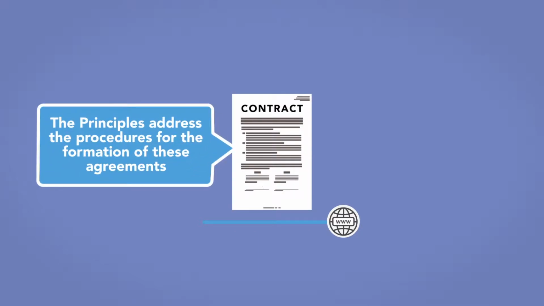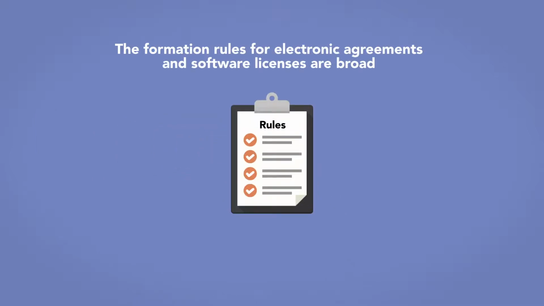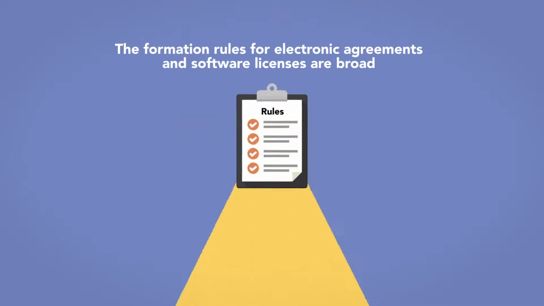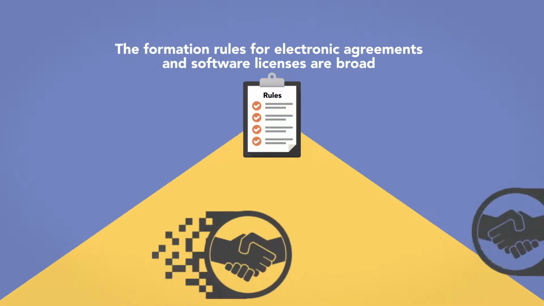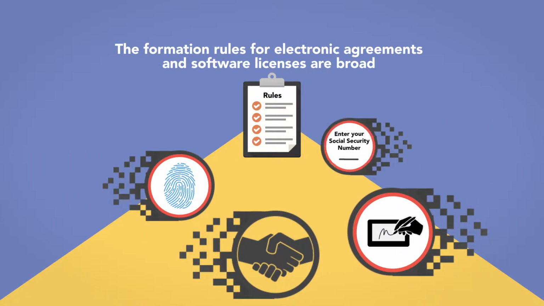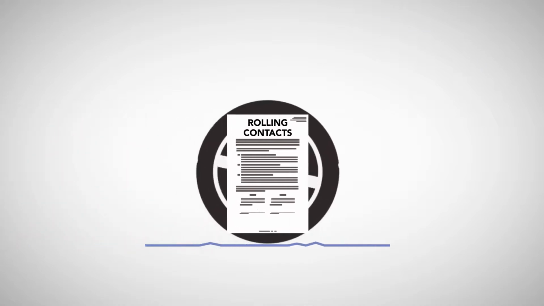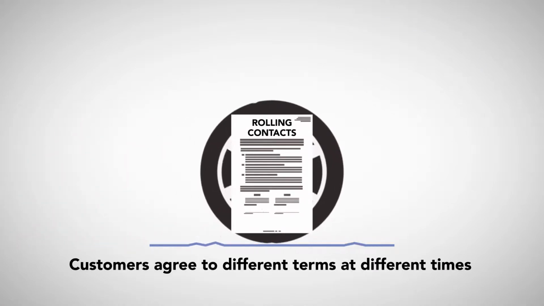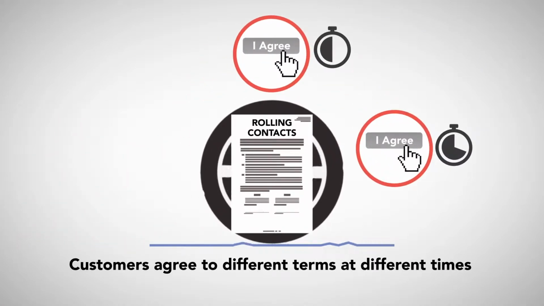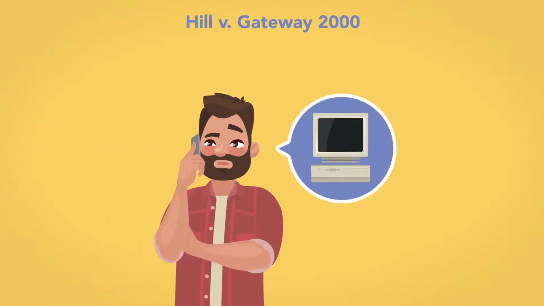In addition to providing an authoritative source on the proper nature and scope of electronic contracts, the principles address the procedures for the formation of these agreements. The formation rules for electronic agreements and software licenses are broad, allowing for the creation of enforceable agreements by any methods the parties choose. The principles also allow for so-called rolling contracts, in which customers agree to different terms at different times.